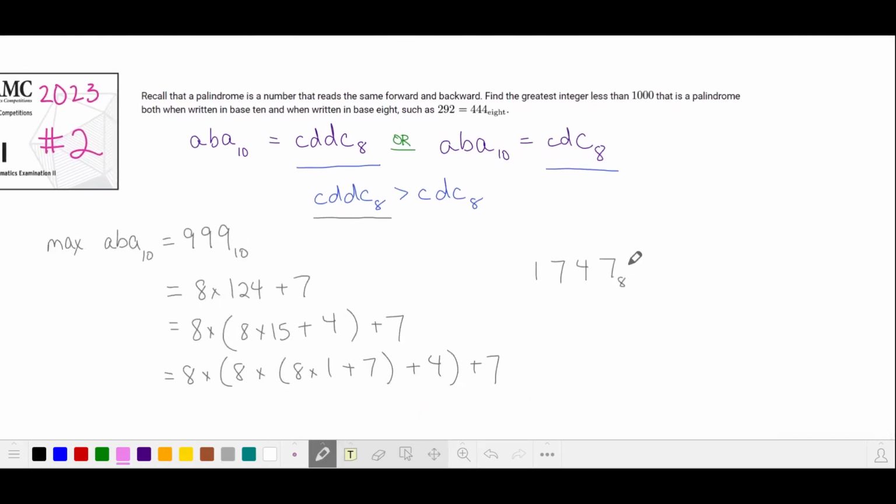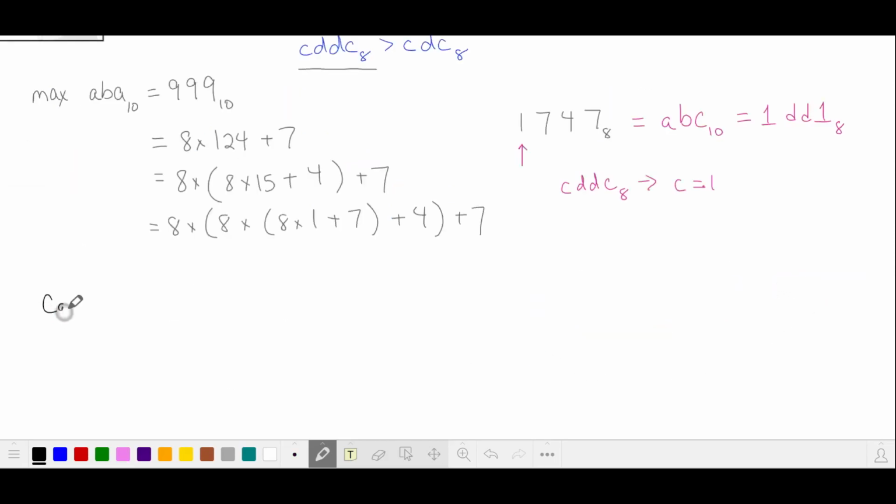This tells us that our 3-digit palindrome in base 10, when converted to base 8, will have a maximum of 1 in this leftmost digit. This means C is equal to 1, and so our palindrome is 1DD1 in base 8, if this number exists. Now let's do casework on the value of A, starting with its maximum value with A equals 9.